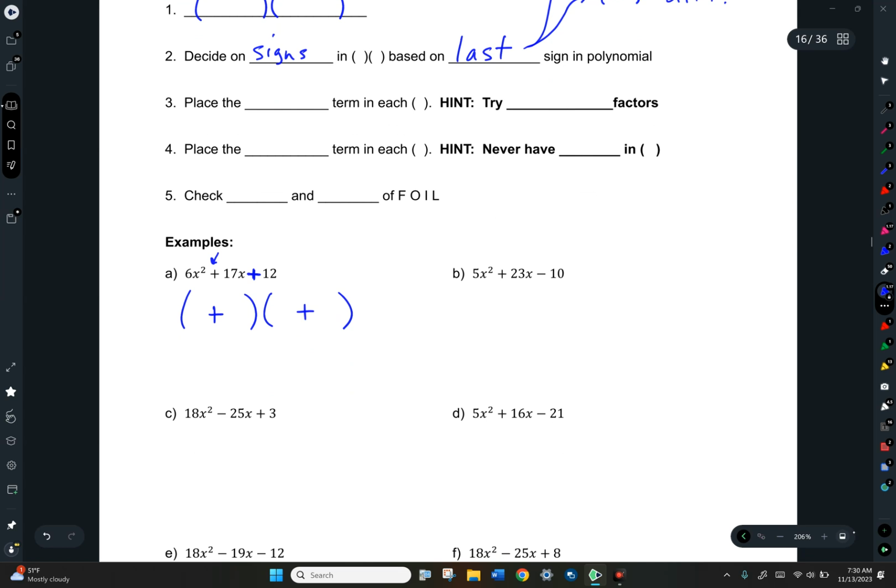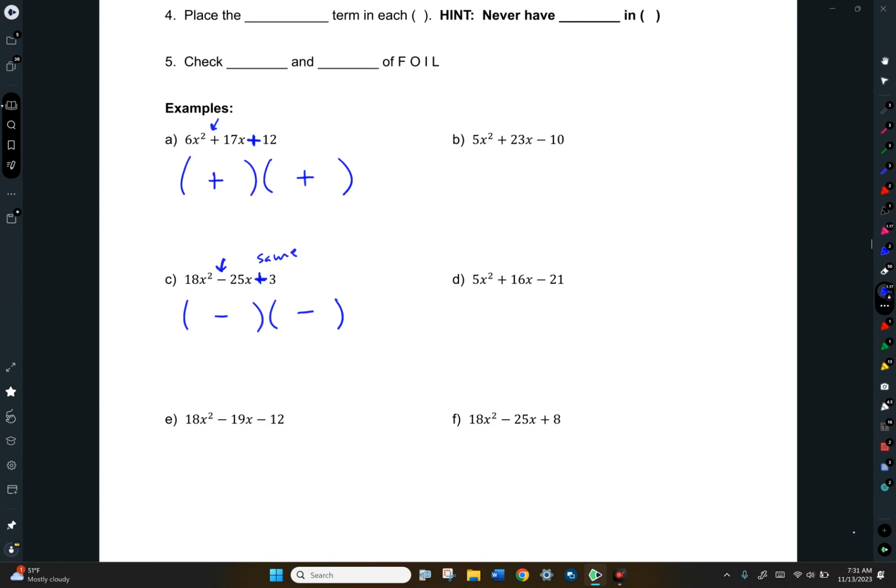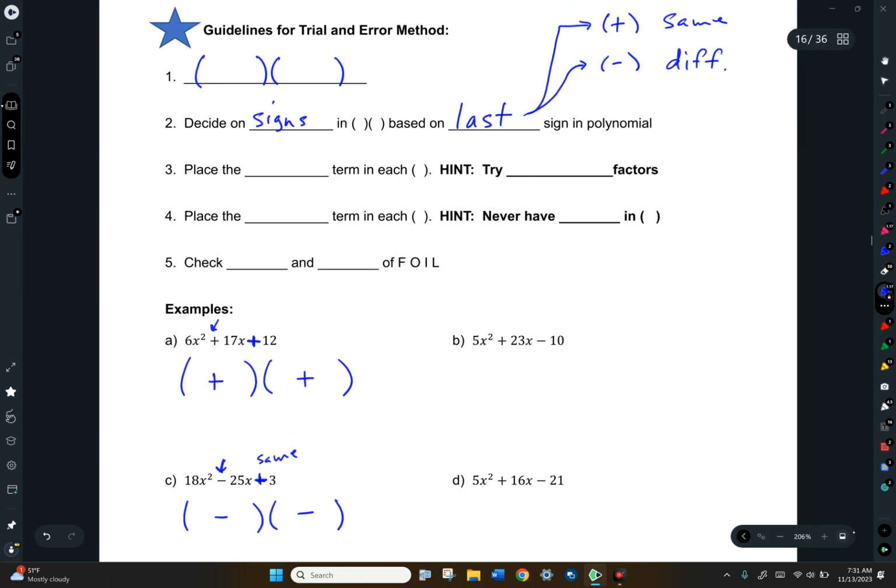Just to drive this point home, if I look down here at letter C, when I set up my parentheses, I see that the last sign is a plus, but the first sign is a minus. So that means I would say these are the same of minus. So they're both going to be minus. If I look over here at letter F, I set up my parentheses. I see that the last sign is a plus, so they're the same. I notice the first one is a minus, so they're the same of minus. Okay? So what that means is if the last sign is a minus, then they're different.